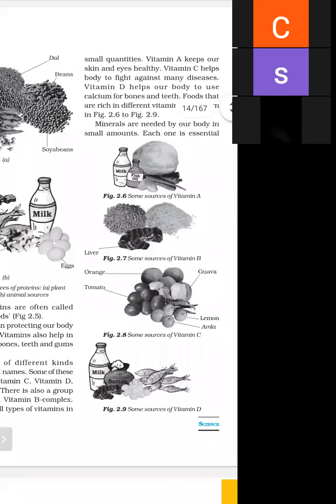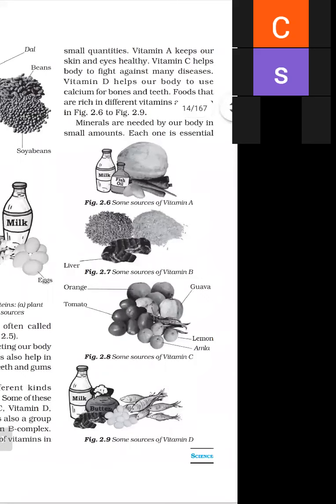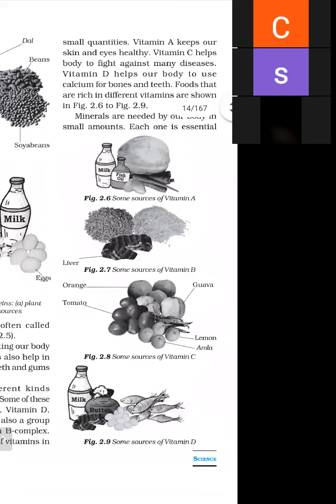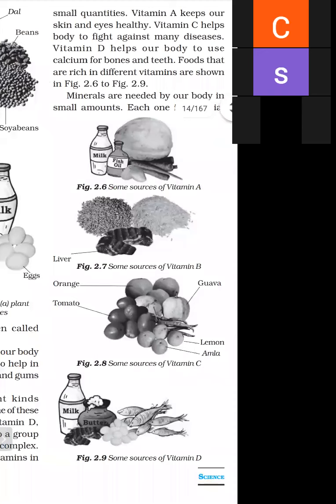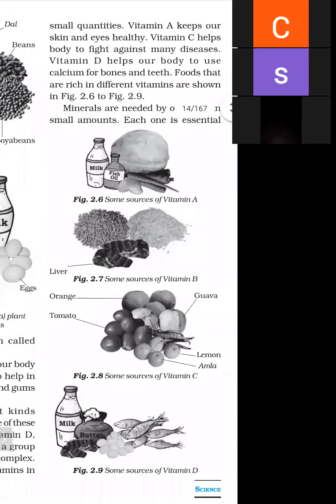As shown in figure 2.6, what are the sources of vitamin A? Milk, fish oil, and carrot are the sources of vitamin A. And what is the benefit of vitamin A? It keeps our eyes healthy.